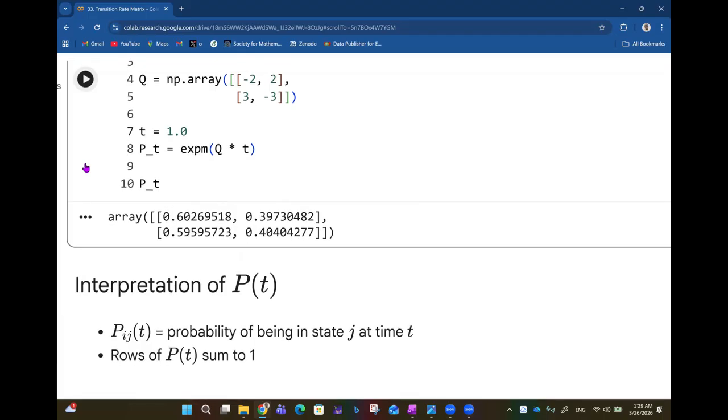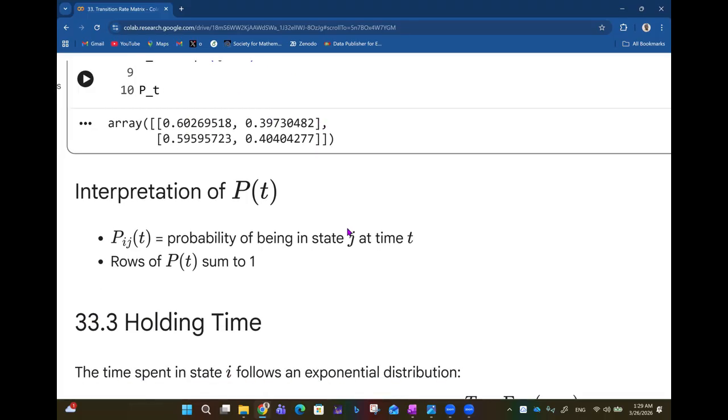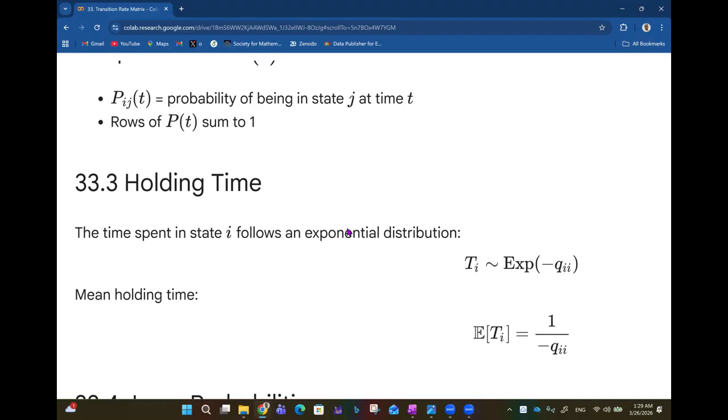Then the interpretation of P of t. This tells us that Pij of t is the probability of being in state j at time t. The rows of P of t sum to 1 as usual. So 0.6 plus 0.4 and all of these will sum to 1 for each row. That's what I just said.